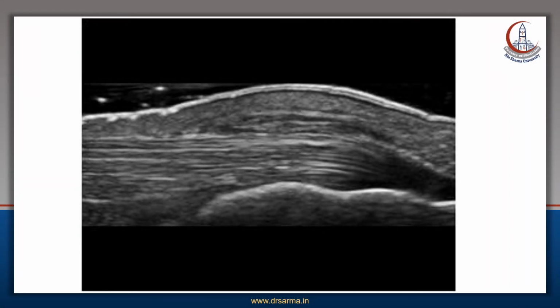This is another example of enthesopathy of Achilles tendon with thick, hypoechoic distal attachment of Achilles tendon, again no bone irregularity.